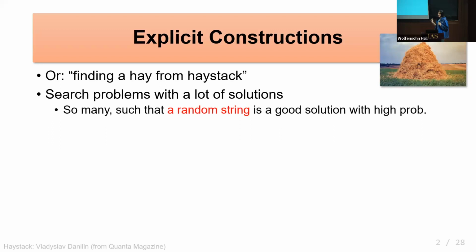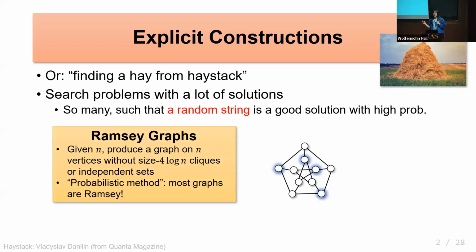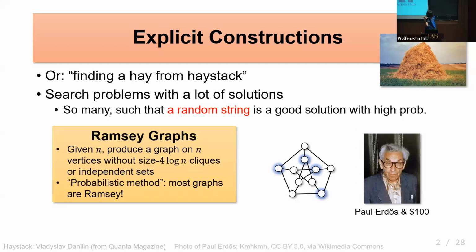So many solutions such that even if you pick a random string, it's a good solution with good probability. So how hard could it be to find a hay from a haystack? But it turns out that some problems like this are really hard for complexity theorists. For example, a famous example is to construct Ramsey graphs, which are n-vertex graphs without cliques or independent sets of size like 4 log n. Paul Erdős famously used the so-called probabilistic method to show such graphs exist.